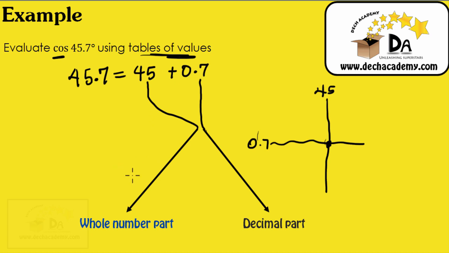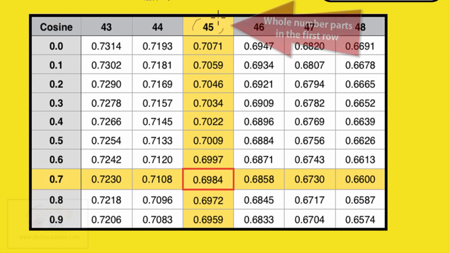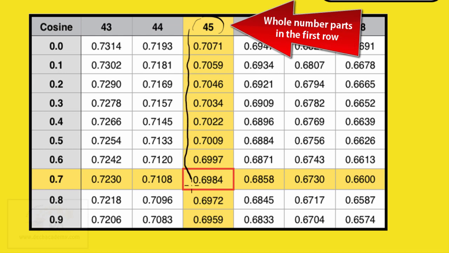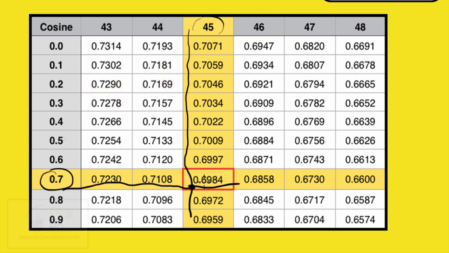But we need to be using the table of cosines. So here is a table of cosines. You locate the whole number part, you highlight the column, you locate the decimal part, 0.7, highlight the row. They intersect at a position where the value you're looking for lies. So the cosine of 45.7 is 0.6984. It's that simple.